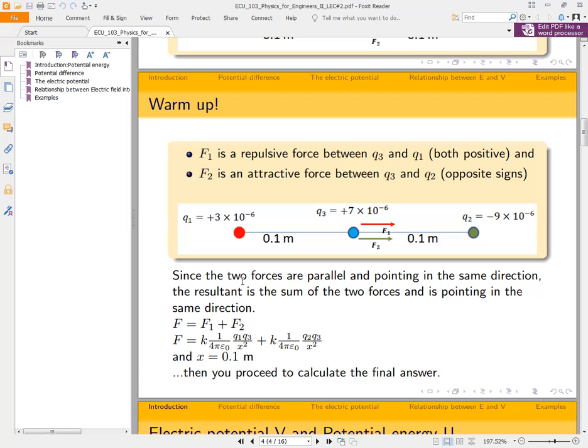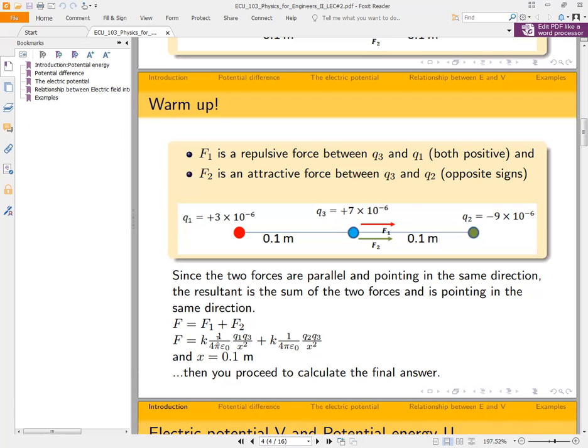But if the two forces were facing opposite directions, then obviously the resultant would not be an addition. The resultant would be obtained using subtraction, and the direction would depend on the magnitude of F1 and F2. Okay, so maybe you can get a question dealing with the resultant with the opposite direction of forces, and please take care of that. So you proceed.